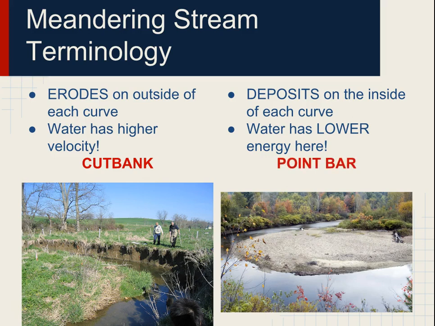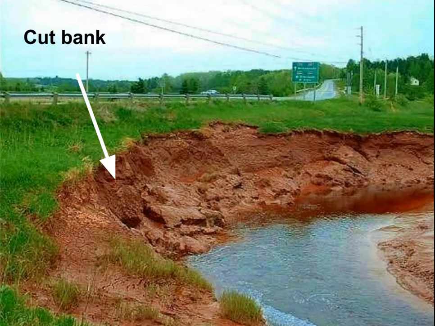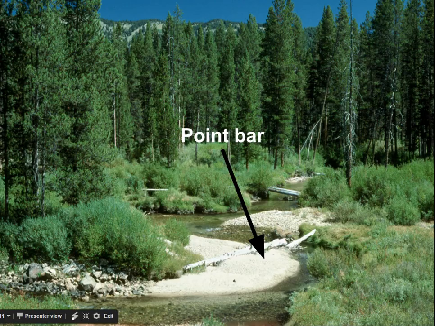Okay, so a cut bank is on the outside curve, point bar is on the inside. Here's a picture of a cut bank. Cut banks are a real hazard, or we have to keep a close eye on them because you can see the road right here. Eventually, some work's going to have to be done here to prevent serious damage to the road. Here's a picture of the point bar.